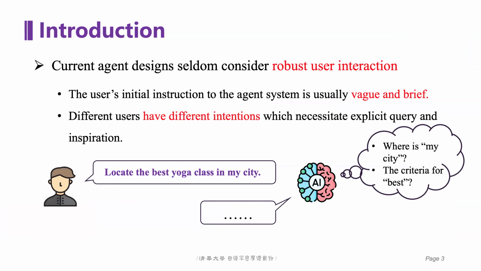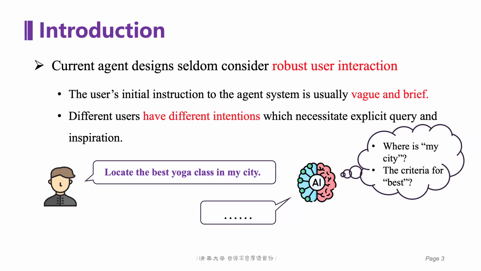First, we can see that many current agent designs seldom consider robust user interaction. This means the user's initial instruction to the agent system is usually vague and brief. When we want an agent to do something, before it really does it, sometimes we do not even know what our specific requirements are. This is why users' initial instructions are sometimes vague. The second point is that different users have different intentions, which necessitates explicit query and inspiration.